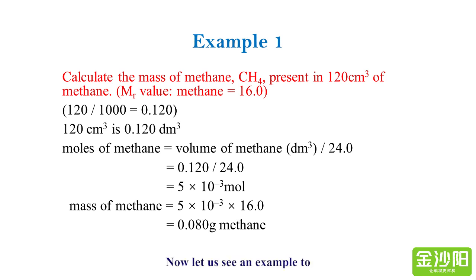Now, let us see an example to show how to calculate the questions related to gas volume. Calculate the mass of methane present in 120 cubic centimeters of methane. The relative molecular mass is given as 40.0. The first step is to change cubic centimeters to cubic decimeters. Therefore, the volume of methane is 0.120 cubic decimeters. Then moles of methane equal volume divided by 24.0. And the mass of methane equals the product of moles and molar mass. At last, there are 0.080 grams of methane.